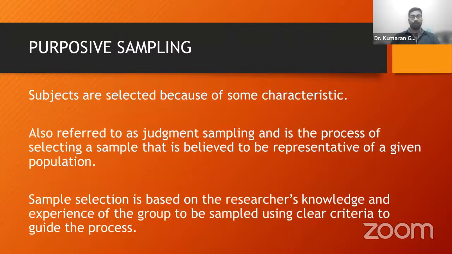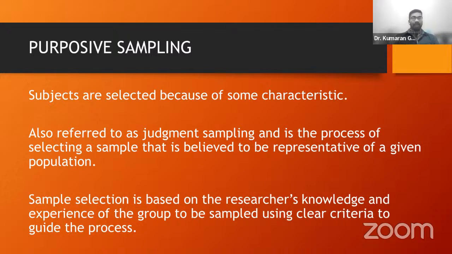Okay, purposive sampling. Subjects are selected because of some characteristic, for example, experts. For example, when we decide we want to do a survey among geography teachers, such as geography teachers who teach Form 5 or who teach at the university, we will go only for them. It is also referred to as judgment sampling, the process of selecting a sample that is believed to be representative of a given population.